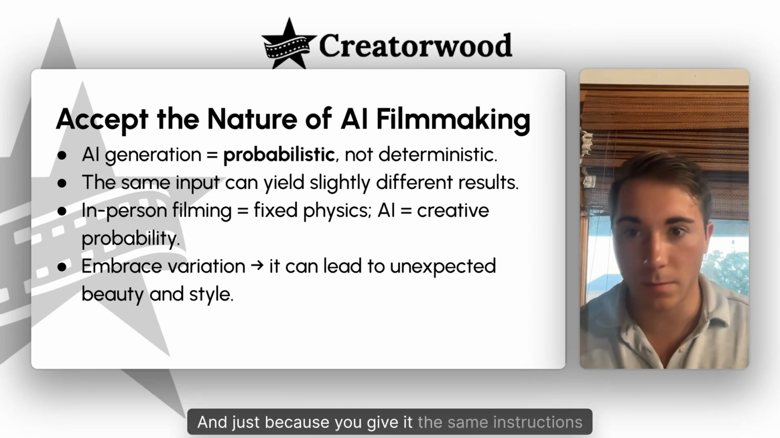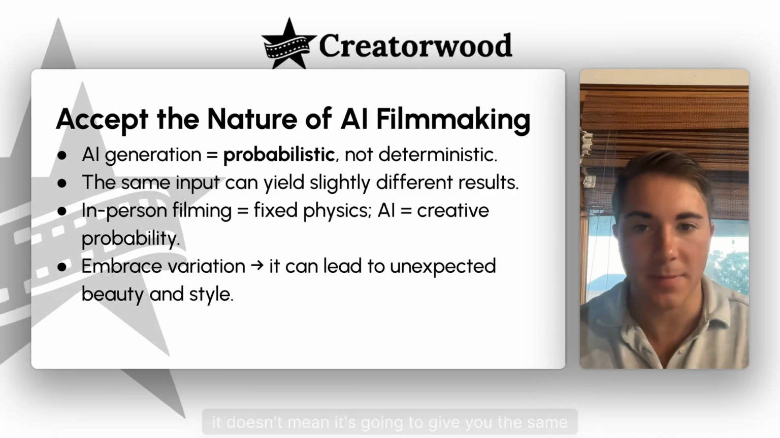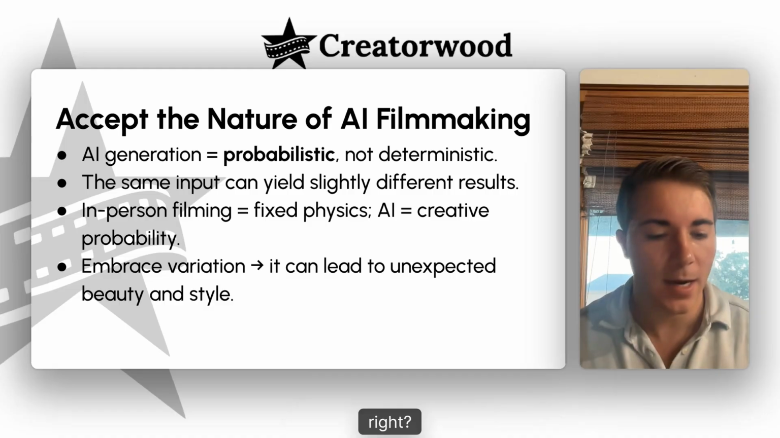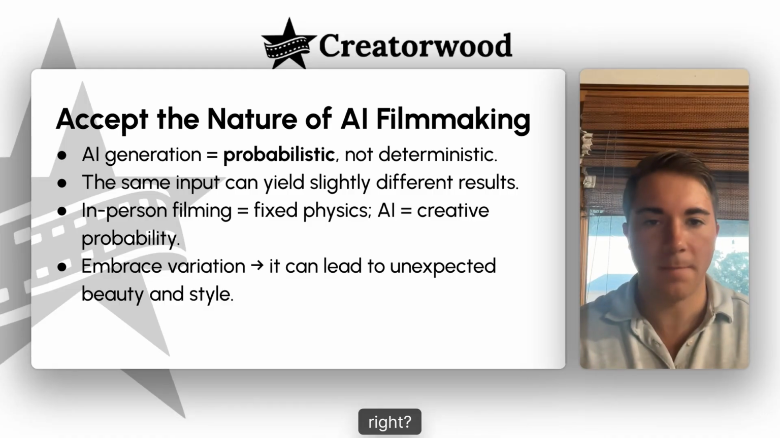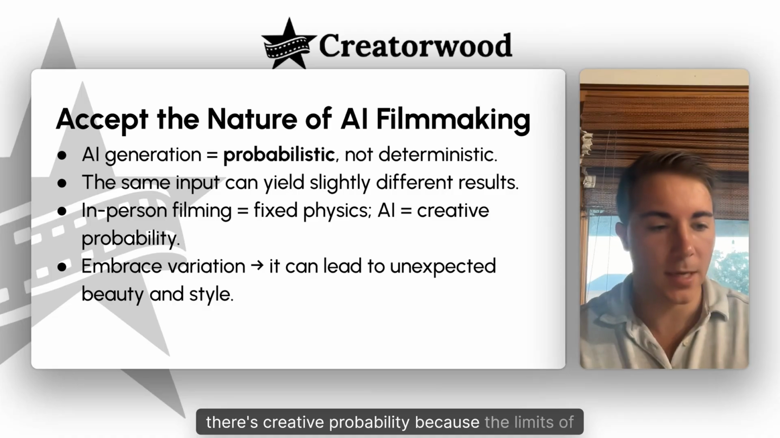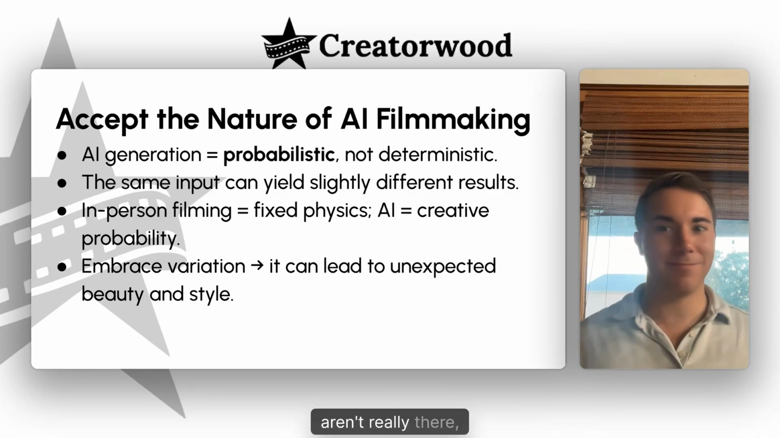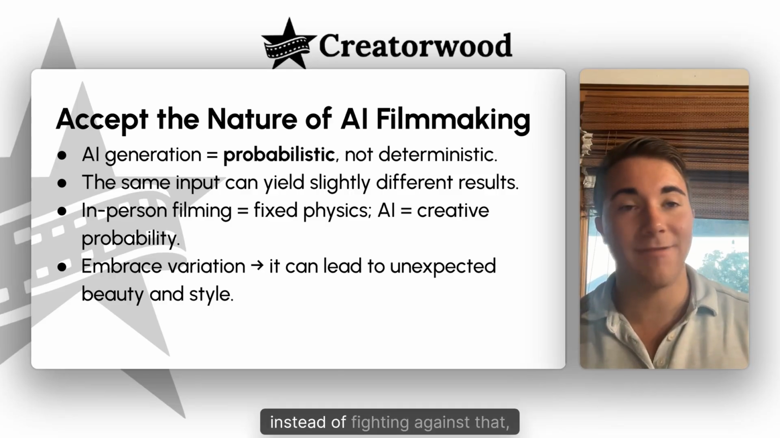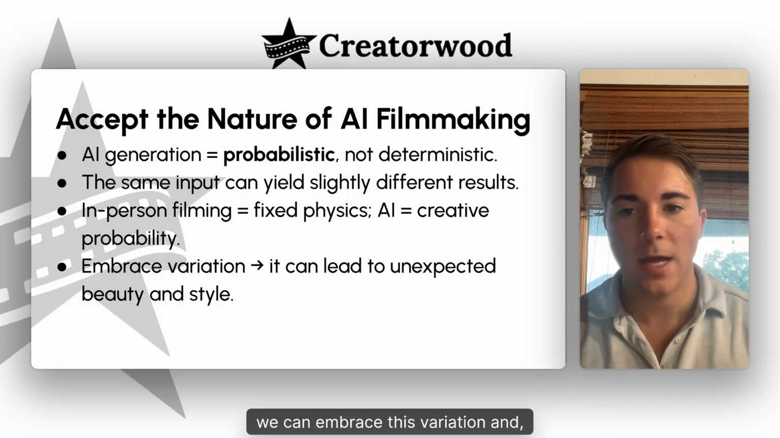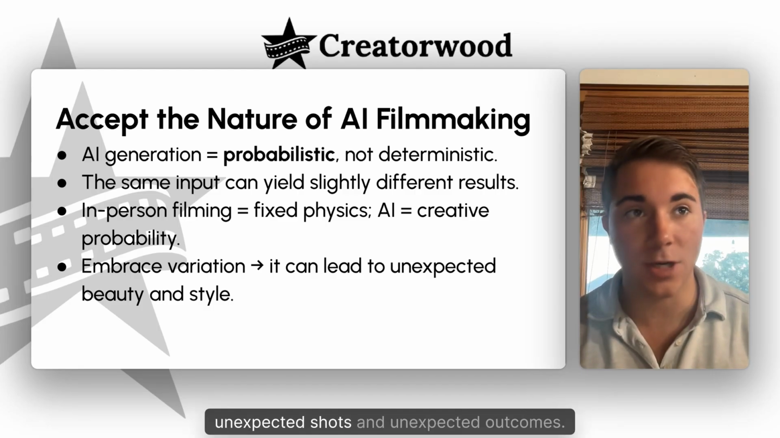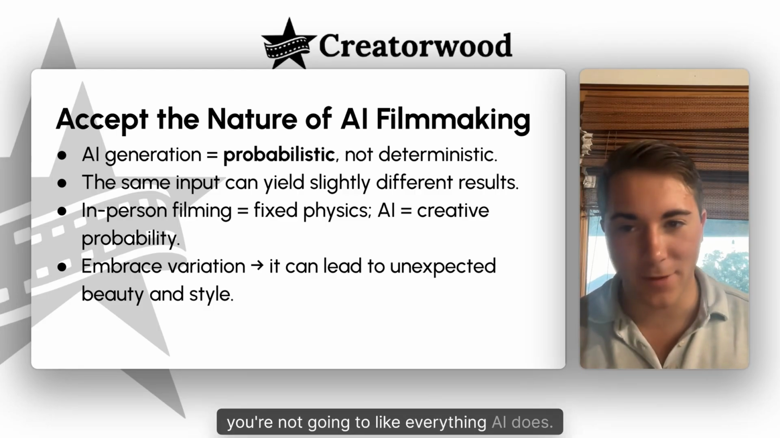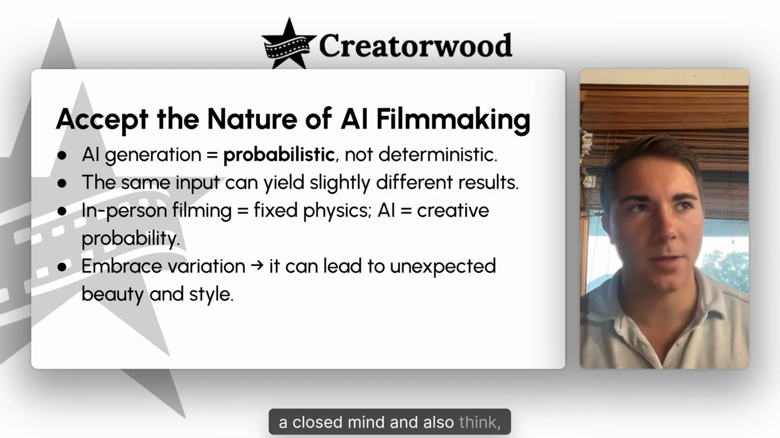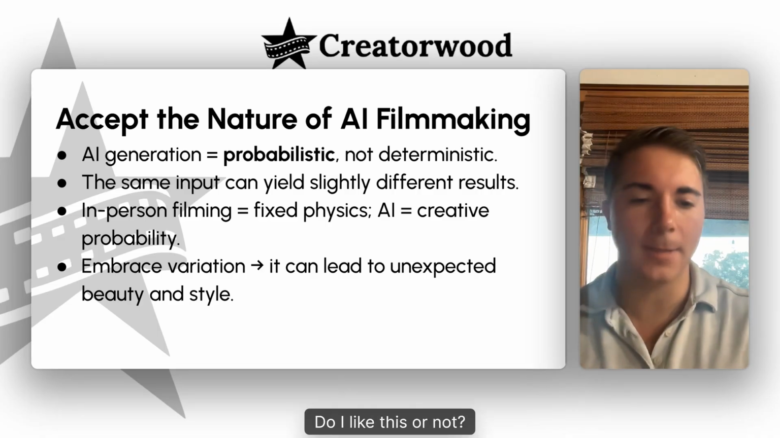And just because you give it the same instructions twice, it doesn't mean it's going to give you the same exact output. This is actually a good thing, right? In in-person filmmaking, there's fixed physics, right? There's only so much we can do with this setting and this object. But in AI, there's creative probability because the limits of physics aren't really there, which is why this can be way cheaper, way faster. And ultimately, instead of fighting against that, we can embrace this variation and lead to unexpected beauty, unexpected shots, and unexpected outcomes. Mind you, you're not going to like everything AI does, and that's the point. But the other point too is not to go into it with a closed mind and also think, how is this doing? And do I like this or not?